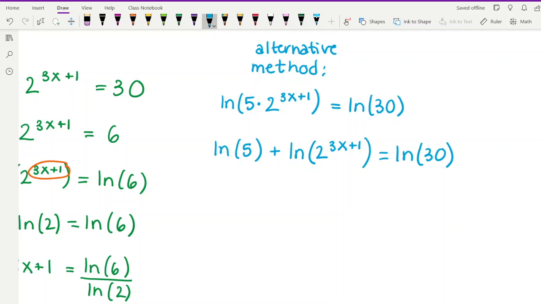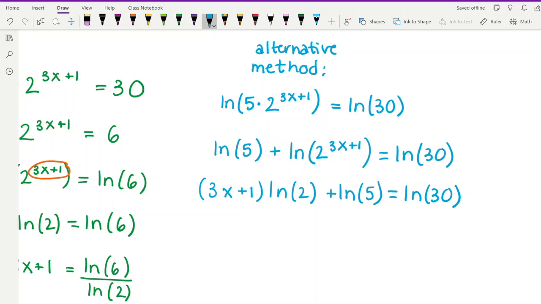Okay, so where would we go from here? Well, now we can still use that same exponent rule. So we could bring the 3x plus 1 down, and I'm just going to rearrange the order of this. So I'm going to rewrite this as 3x plus 1 times ln of 2 plus ln of 5 is equal to ln of 30.